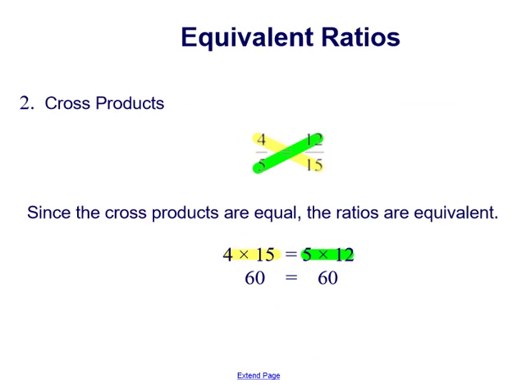The second way is to test out cross products. Cross products is multiplying the numerator and denominator of the 2 fractions together and seeing if they are equivalent. So here we're testing if 4 to 5 is equal to 12 to 15. So we use the cross product. 4 times 15 is 60, see if that's equal to 5 times 12. Well, that's also 60. So yes, another way to show that they're equivalent. So you can use these 2 methods to test out if ratios are equivalent or not.